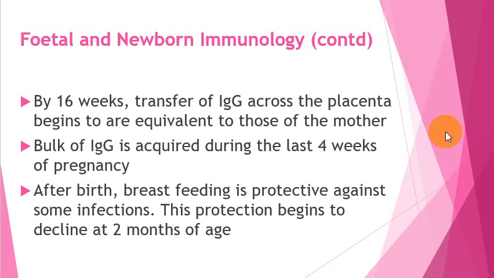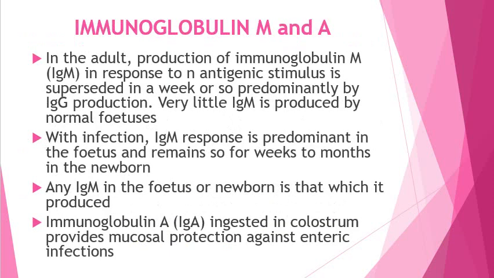Since this occurs in the last 4 weeks of the pregnancy, preterm neonates are endowed relatively poorly with protective maternal antibodies, and that's why they are more liable to infection. The newborn begins to slowly produce IgG, and adult values are not attained until 3 years of age. After the birth, breastfeeding is protective against some infections, and this protection begins to decline at 2 months of age of the neonate. Then a few words about immunoglobulin M and A.